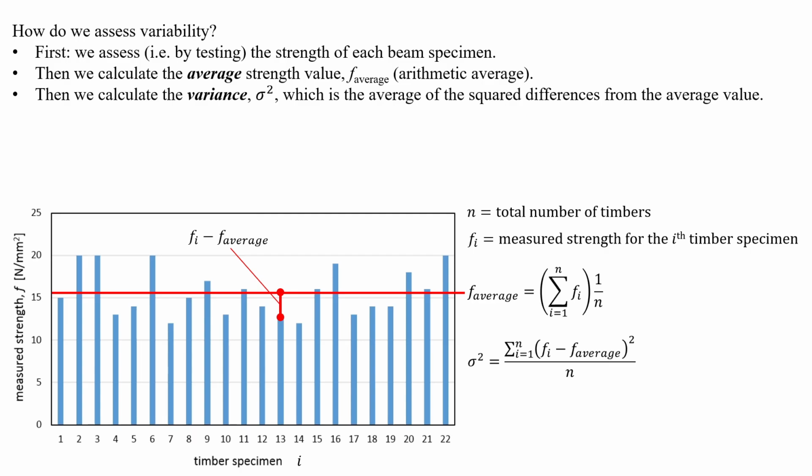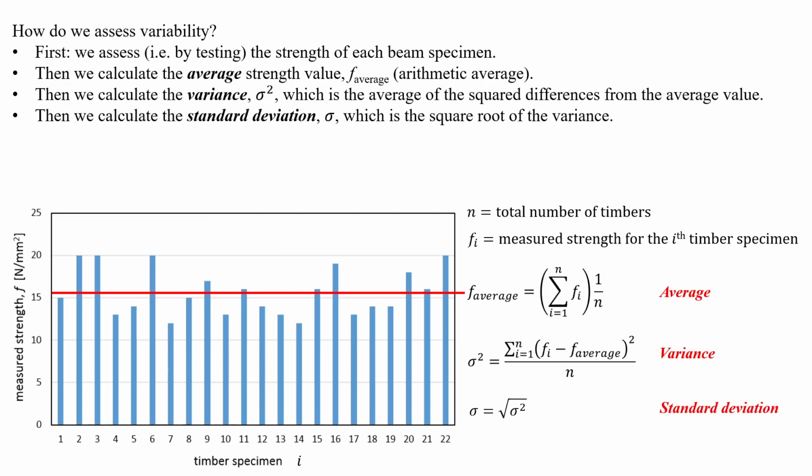And variance is essentially the difference between the 13th Fi and the average. So we'll get the variance from this equation here. Now for the standard deviation, we're doing the variance for every single one of them, and we're adding them.